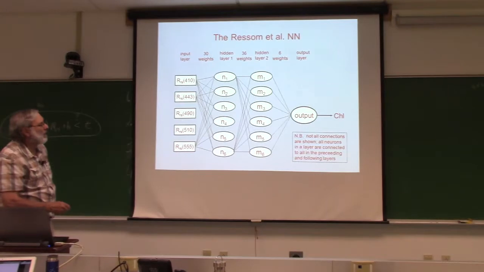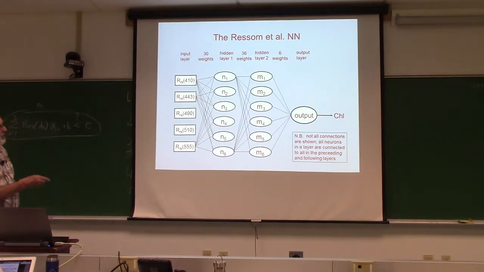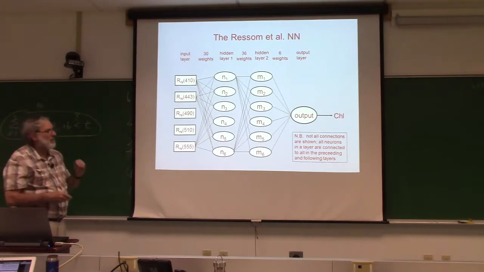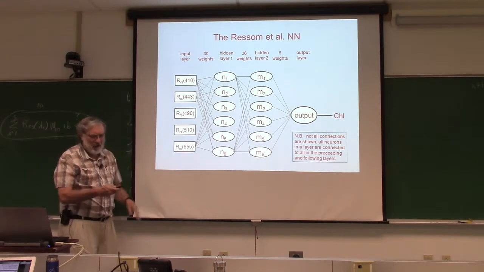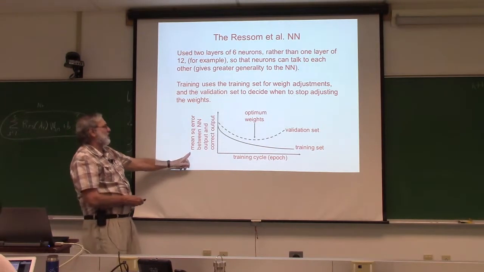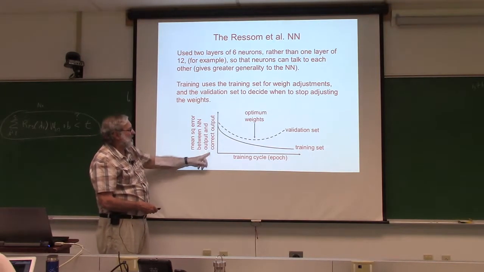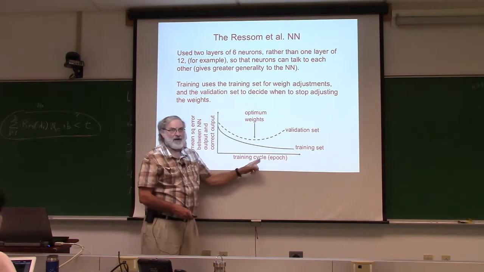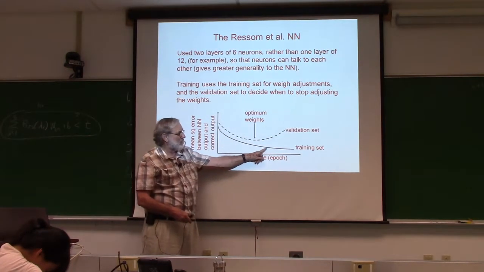Okay, so here's the catch. You have this neural network here. You've got your training set, which was 600 values. If you just keep cycling through the training set over and over again, you'll keep getting better and better results. Here it says mean square error of the neural network between the predicted output and the correct output. As you cycle through the training set, and these are called training cycles or epochs, you'll keep getting better and better results.